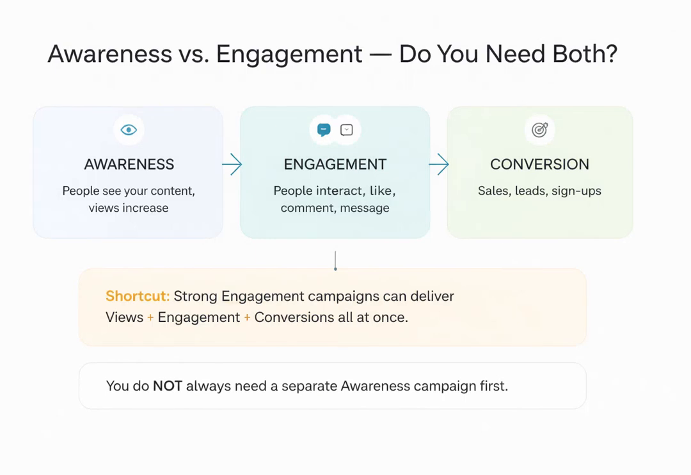A common question is whether you need to run an awareness campaign before an engagement campaign. The instructor clarifies this nicely. Ideally, awareness comes first. People see your content, views go up, and then they naturally engage. But here's the practical insight. If your engagement campaign has strong ad copy, people will get views and engage and potentially convert, all from a single campaign. So you don't always need to run separate awareness and engagement campaigns. A well-crafted engagement campaign can do all three jobs at once.